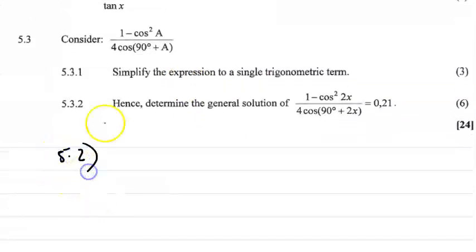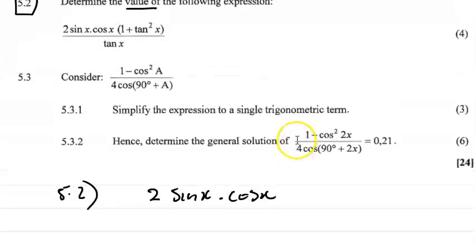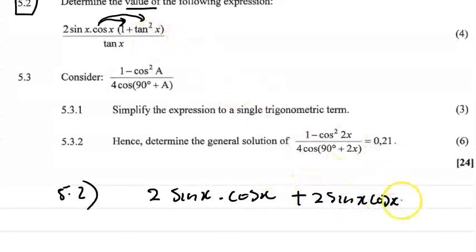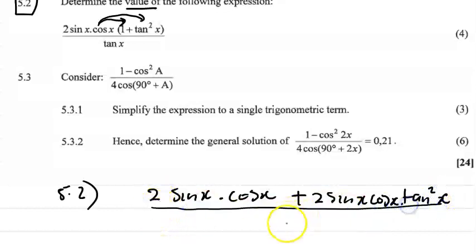So for 5.2, we have 2 sine x times cos x. Let's just open out the brackets here. 2 sine x cos x times 1 is 2 sine x cos x, plus 2 sine x cos x times tan squared x. And we are left with tan x at the bottom here.